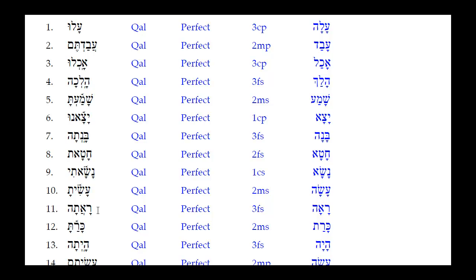Number 11 is ra'ata. So we recognize the resh and the aleph. Again, the tav is telling us here that it was a third hay verb. The hay drops out, the tav takes its place with a hay ending. So this sufformative ending is telling us that this is third feminine singular, she saw, and it would be a Qal perfect third feminine singular from ra'ah.